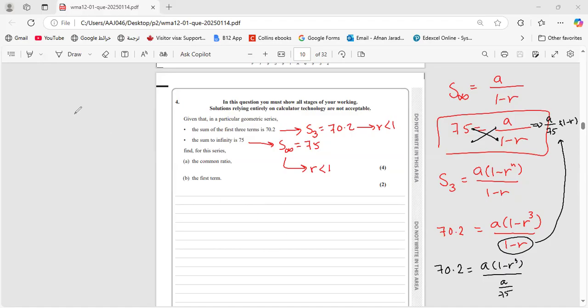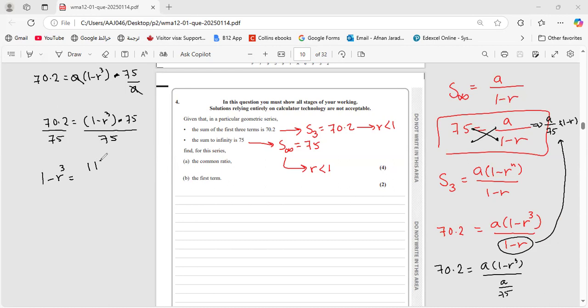This is 70.2 equals a multiplied by 1 minus r cubed multiplied by the reciprocal, which is 75 over a. So a cancels with a, and 70.2 equals 1 minus r cubed multiplied by 75. Dividing both sides by 75, 1 minus r cubed equals 117 over 125.